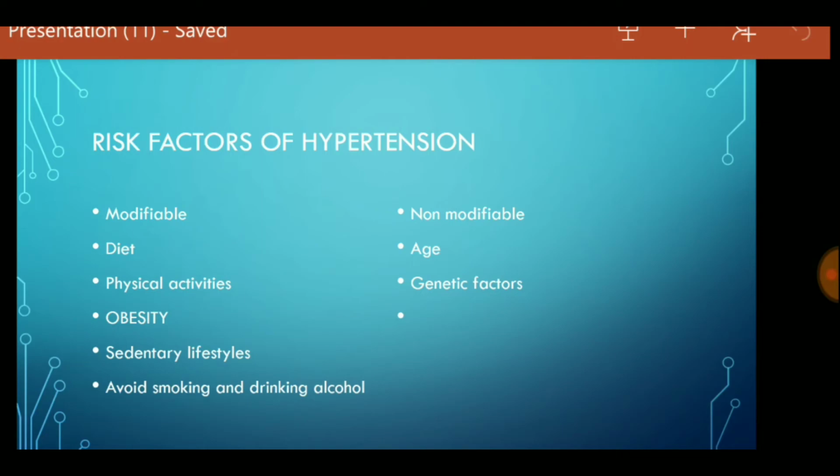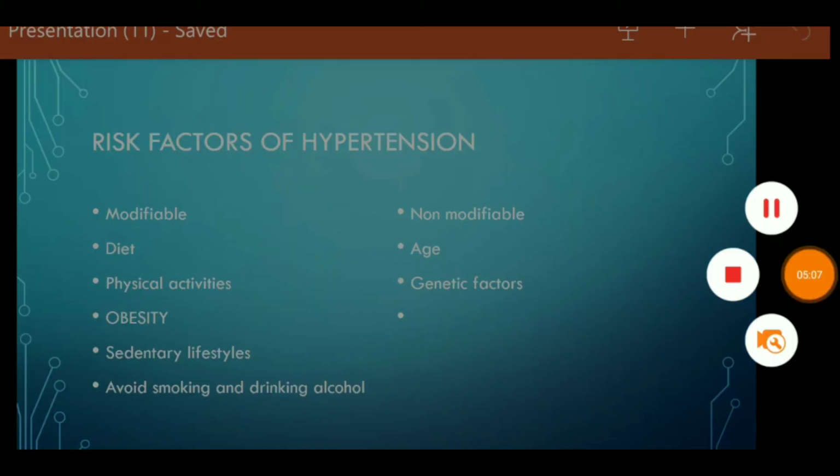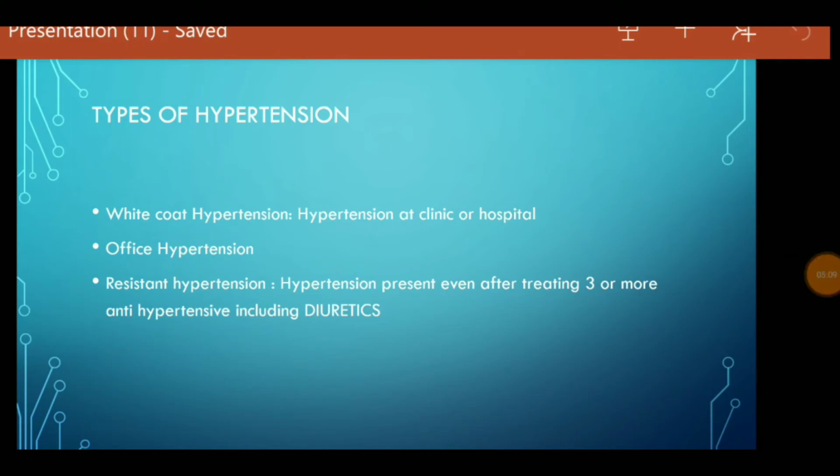It is a mainstay, because smoking and drinking alcohol lead to somewhat increased pressure due to the nicotine present in the smoking, that means cigars. Okay, these are the modifiable and non-modifiable conditions. Next we are going to discuss the types of hypertension.